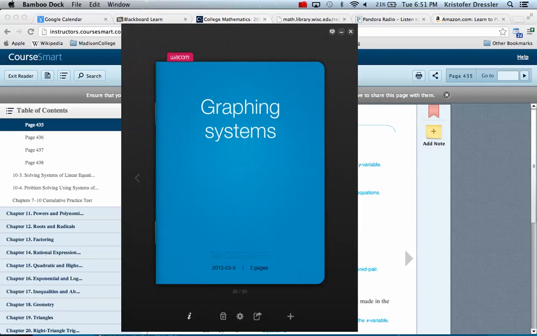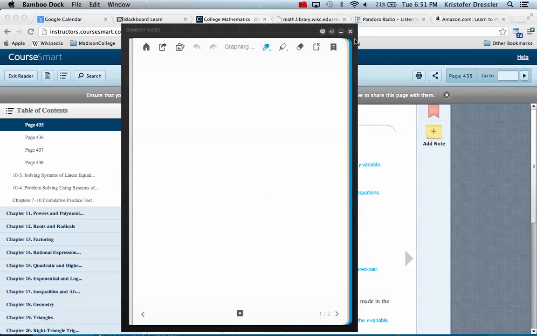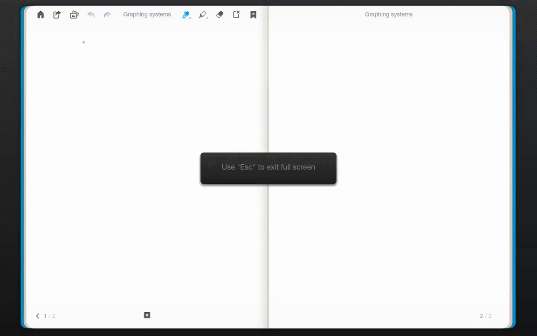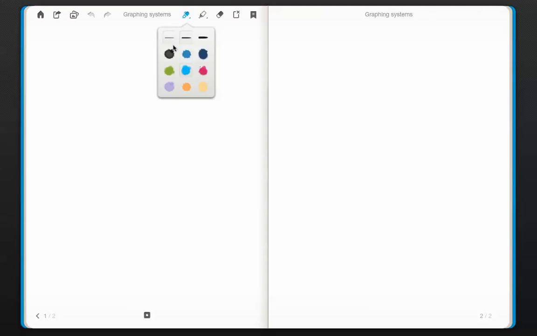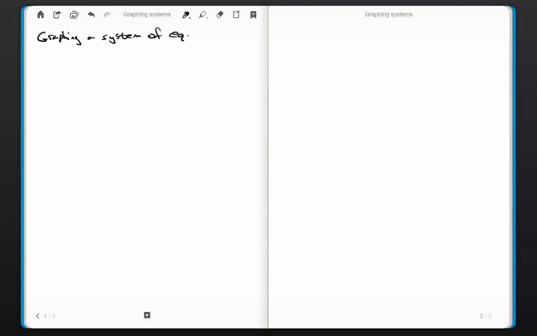So here it goes. The whole topic here is graphing systems of equations. And I know that sounds really intimidating, but it doesn't need to be. So we're going to do what's called graphing a system of equations. Okay. And what that is, I'll start out with a little story.